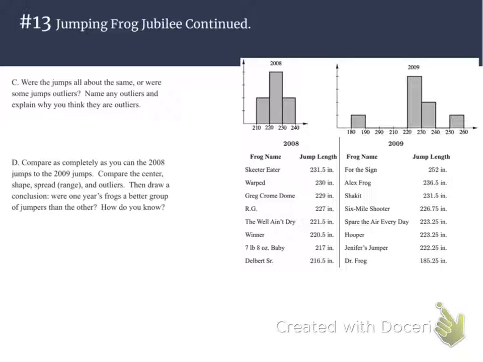Letter C says this. Were the jumps all about the same, or were some jumps outliers? Name any outliers and explain why you think they're outliers. If you haven't done it yet, pause the video.